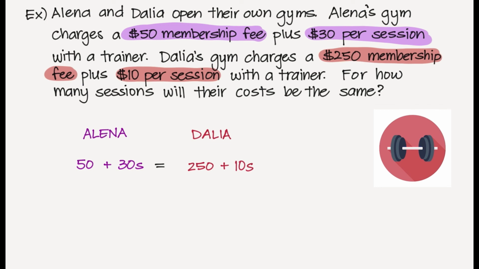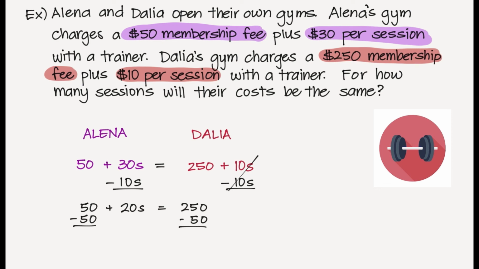So now that we have that, we can go ahead and subtract our 10s on both sides to combine our variables. And that leaves us with 50 plus 20s is equal to 250. And then I can subtract 50 from both sides of my equation. And when I do that, that leaves me with 20s is equal to 200. Final step, let's divide both sides by 20. And when I do that, I find that S is equal to 10, meaning 10 sessions with a trainer.